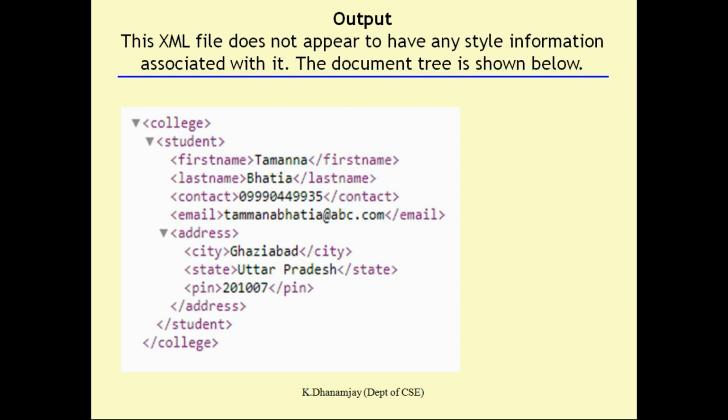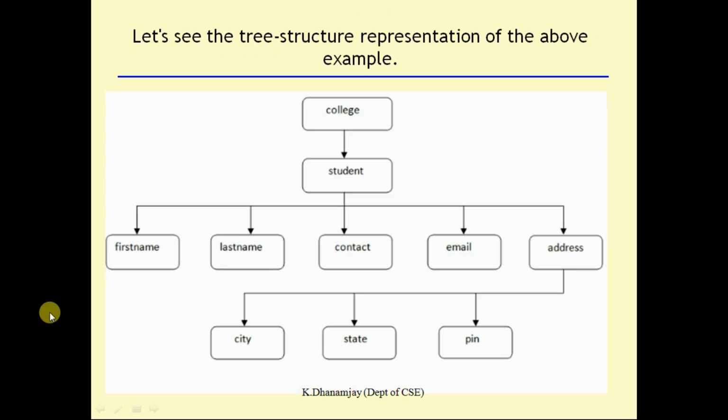If you apply CSS and a document type definition to this program, then you can get the exact data without these tags. Okay, let's see in future videos, definitely we will get that. And here let's see a structure representation of the program, which has a hierarchical structure. First is college, and then student will have first name, last name, contact, email ID, and then address will have city, state, pin.